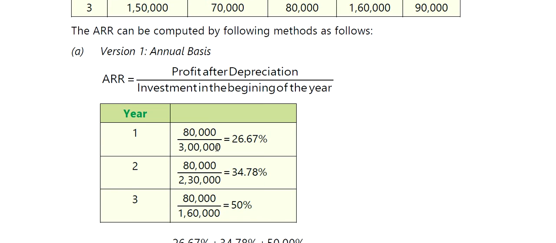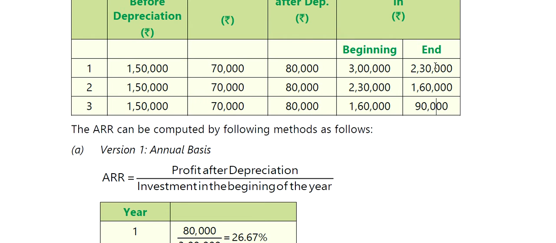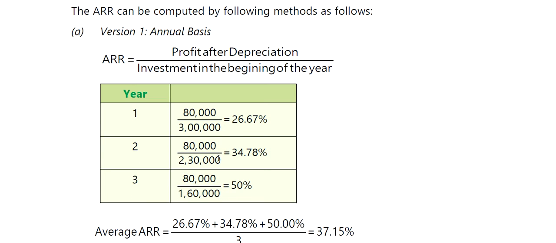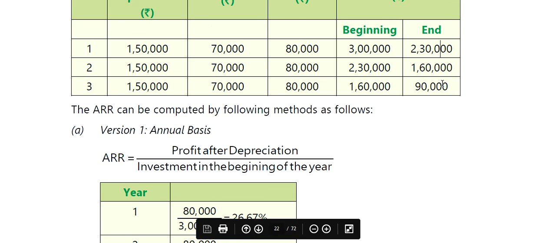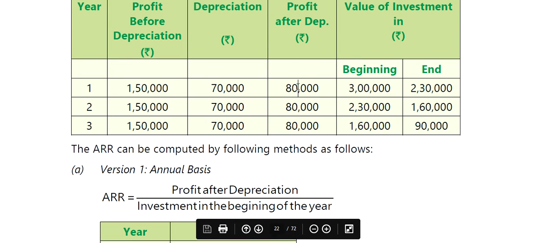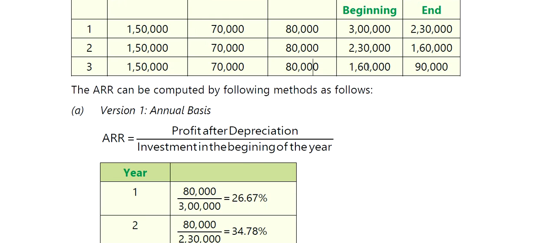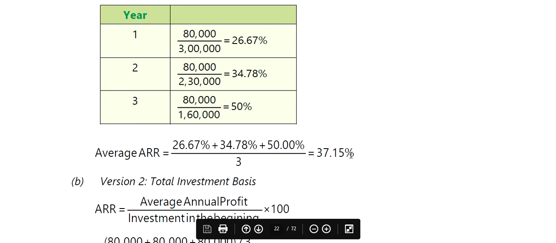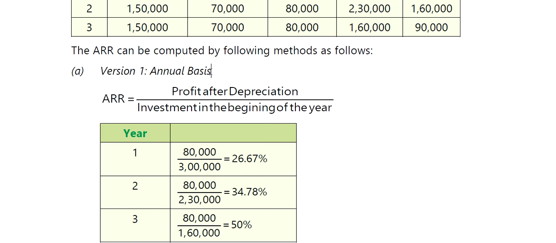In the case of the annual basis, you use 3 lakh, 2 lakh 30 thousand, and 1 lakh 60 thousand. So 80,000 divided by 3 lakh, 80,000 divided by 2 lakh 30,000, 80,000 divided by 1 lakh 60,000. Got it? You will get percentages that have to be averaged. That gives you the average ARR using the annual basis.